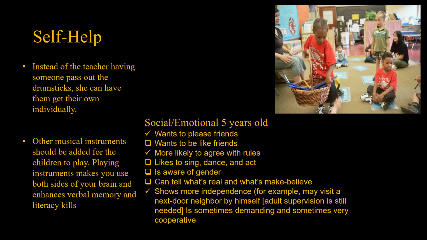Social emotional checklist was the kid wants to please his friends. He wants to pass out the drumsticks and be nice to them. He's most likely to agree with rules. He is the helper, so I'm sure he's a helper for a reason, and shows more independence. He's showing that he can pass out the things without any problems or anything like that.